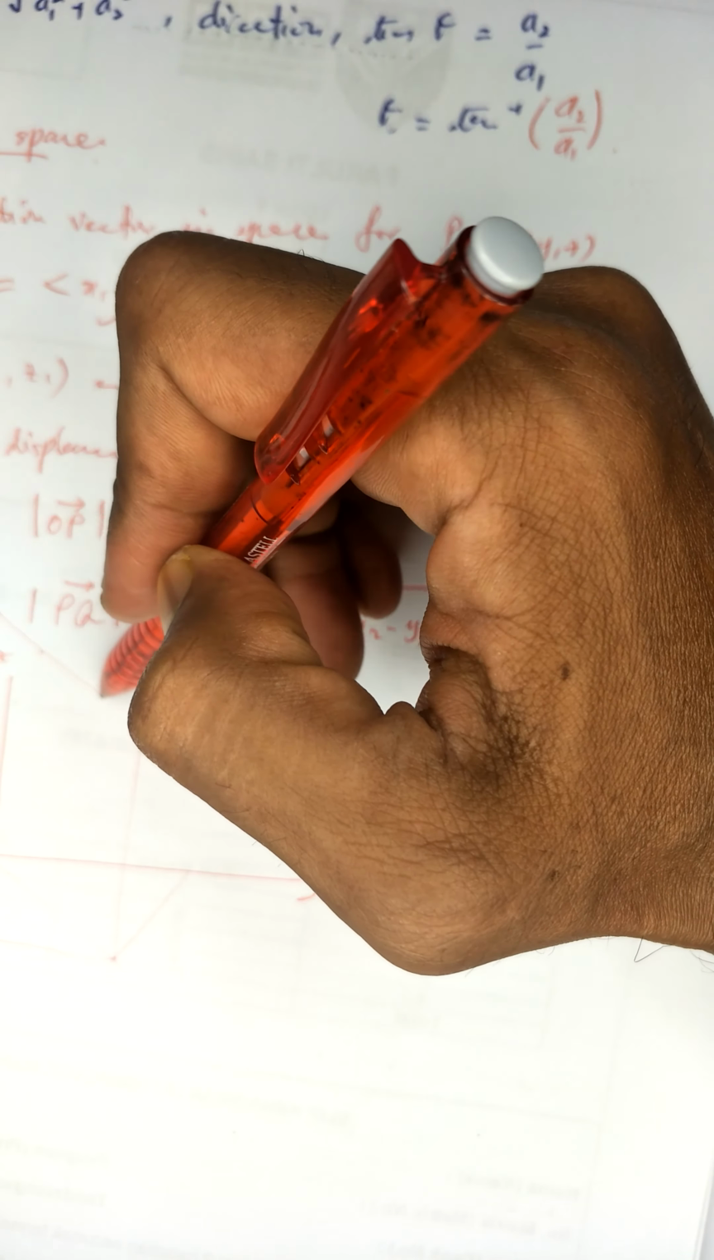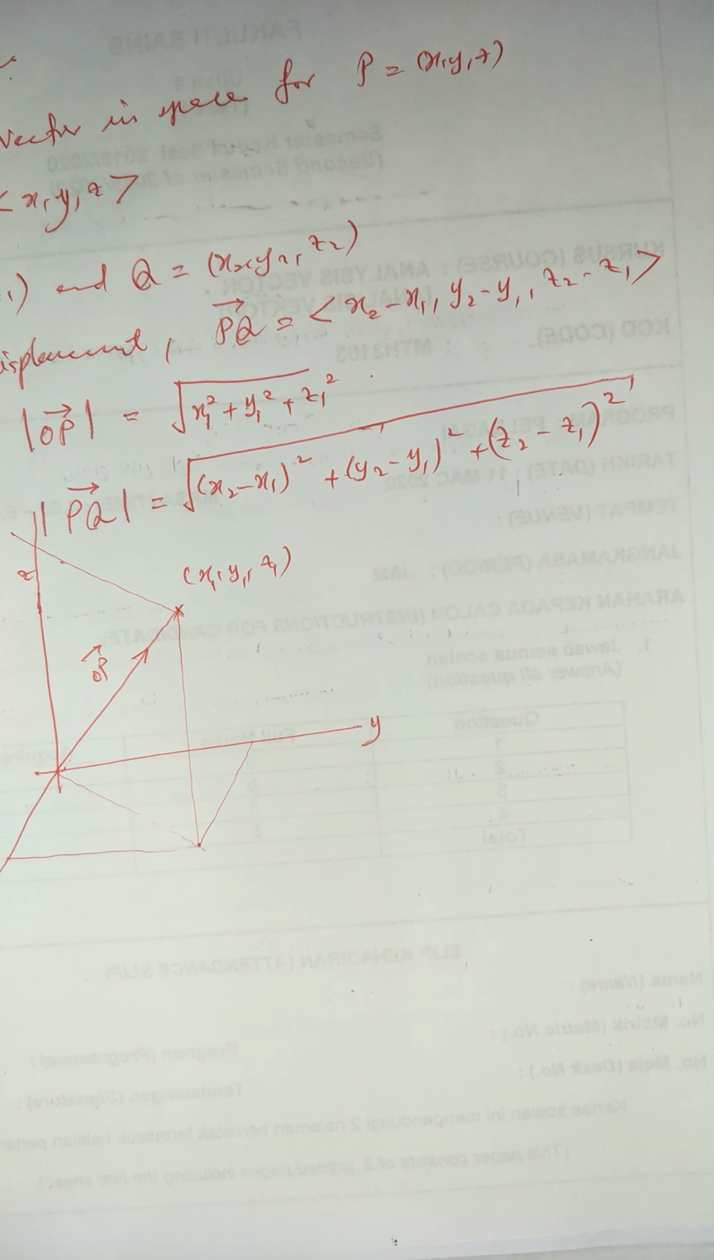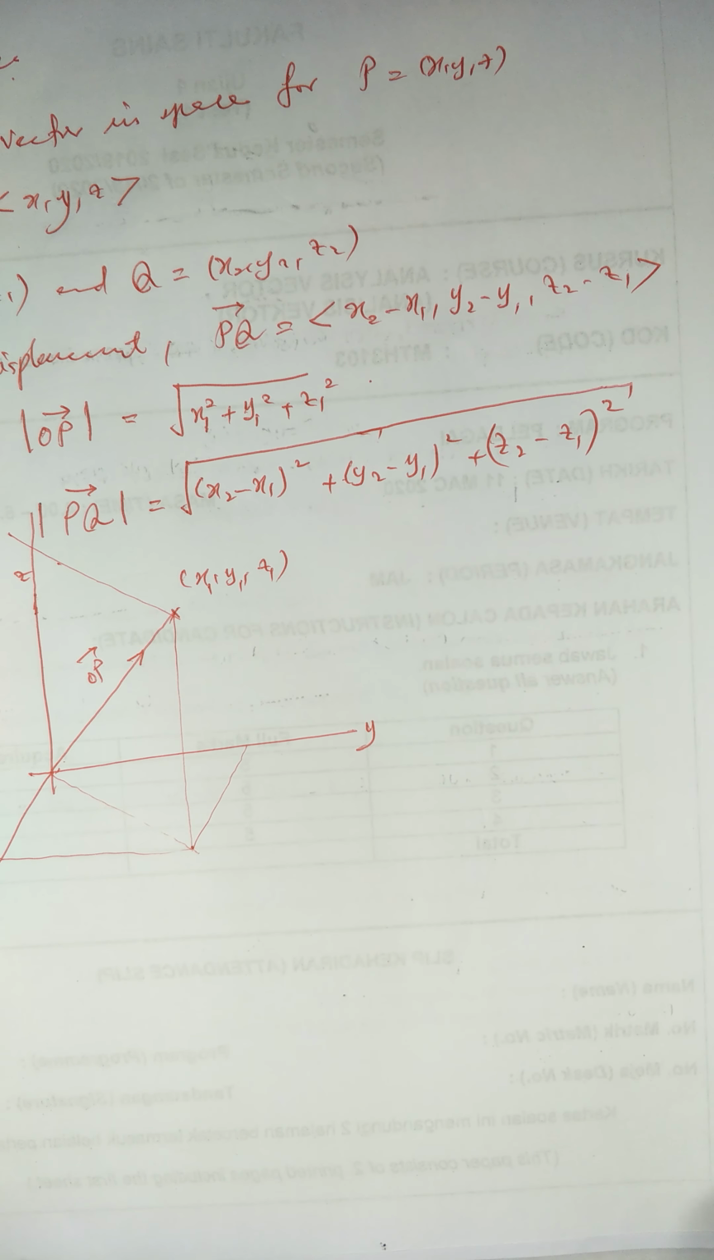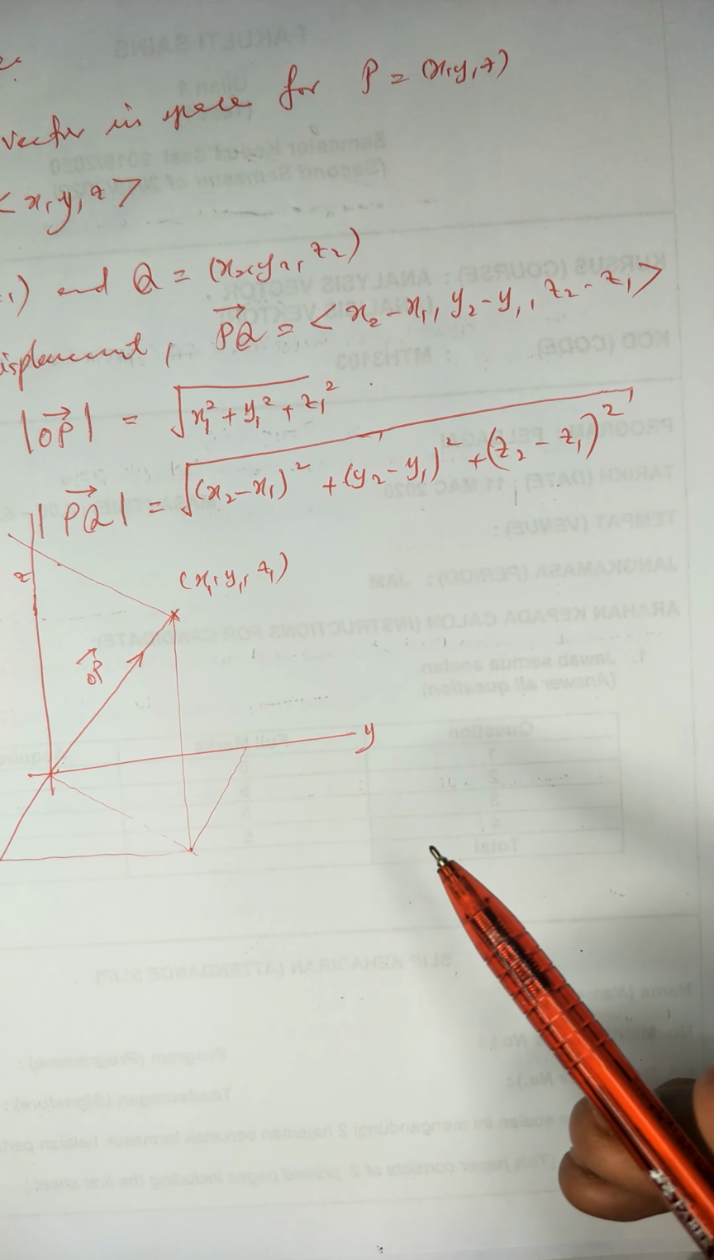Then there's a vector. I use that P, so this is vector OP. Then to find the magnitude, I think there's a very simple definition. I don't need to give an example for that.